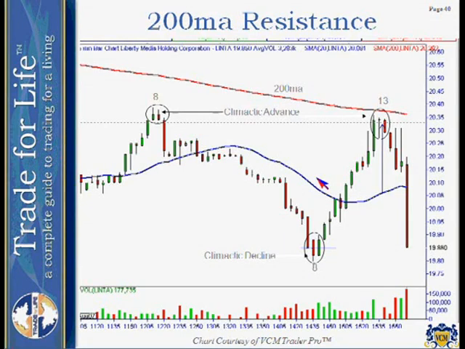Now, someone was asking what the entry is. Okay, the entry could have been, well, that's not quite 55.